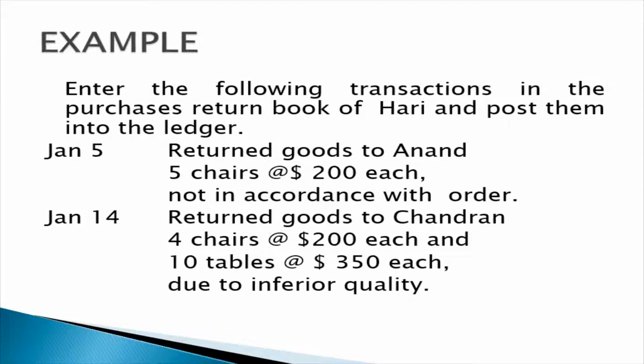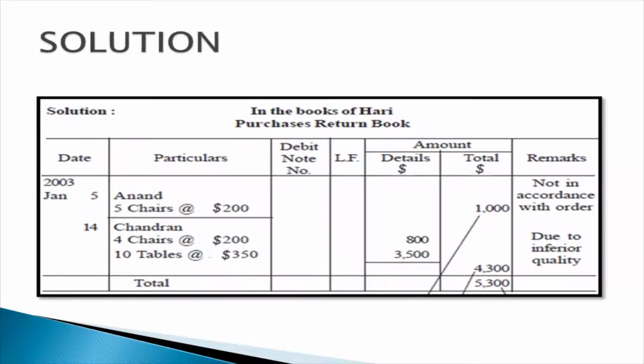Now, let's have the look at the solution. You will find in the particular side, first one is on January 5th, that is Anand, and 5 chairs at $200 each. The total becomes $1,000. And on January 14th, you will find Chandran, and there are 2 subheads under it, that is 4 chairs at $200 each and 10 tables at $350 each. So the detail becomes $800 and $3,500. In total, you write $4,300. And the grand total becomes $5,300.